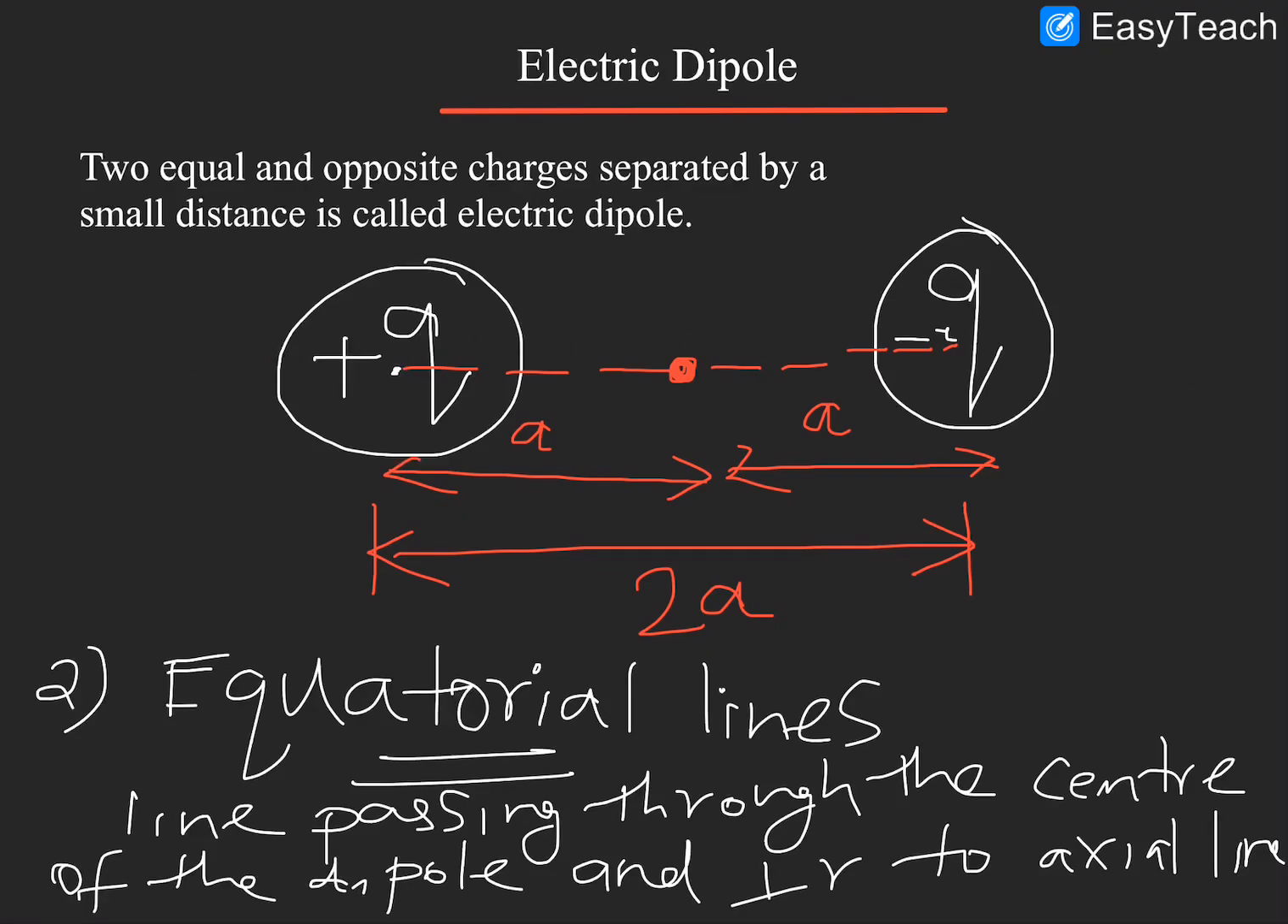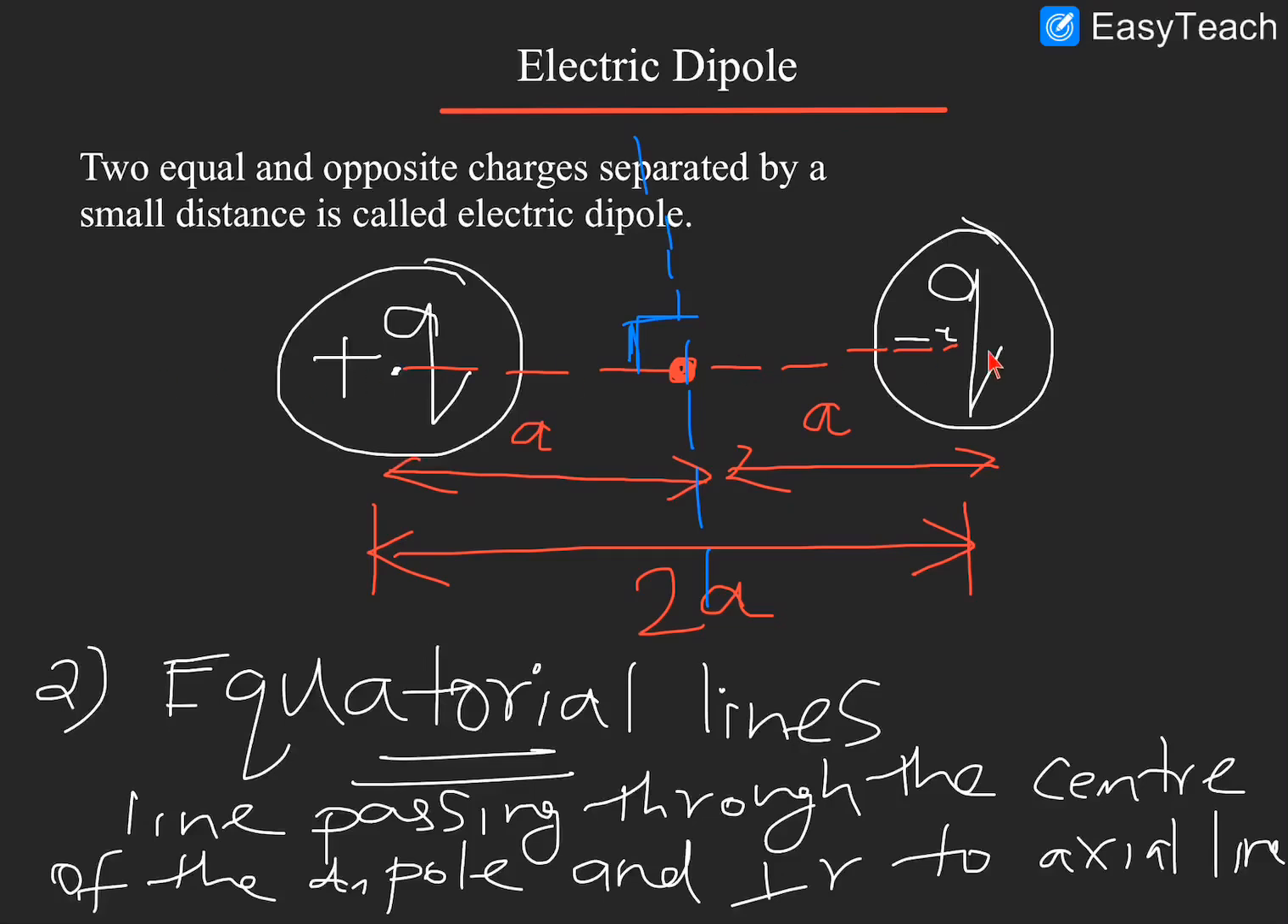This is the axial line. So perpendicular means it will make an angle 90 degree. At the same time it must pass through the center. So if you consider a line like this which is passing through center, now this line is passing through center, so that first criteria is satisfied. Second criteria, it must be perpendicular to axial line. You can see axial line and this line, they are perpendicular to each other, 90 degree. So the line which is given here in blue color, this is the equatorial line for an electric dipole.